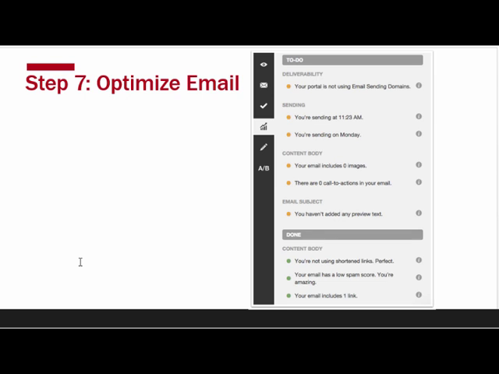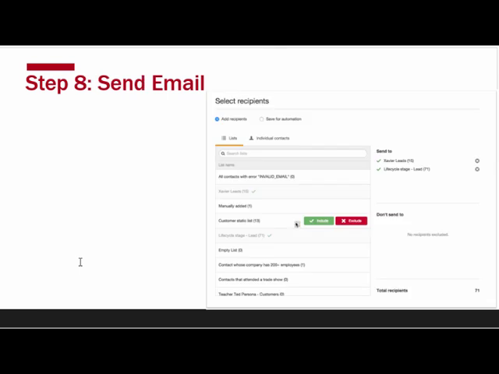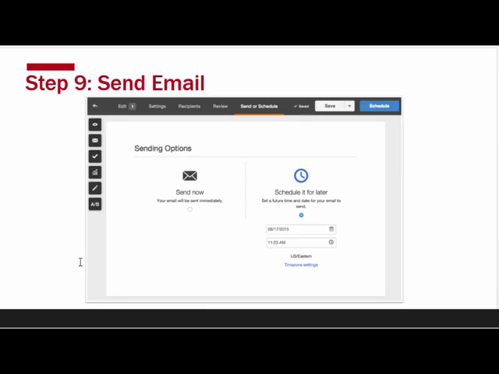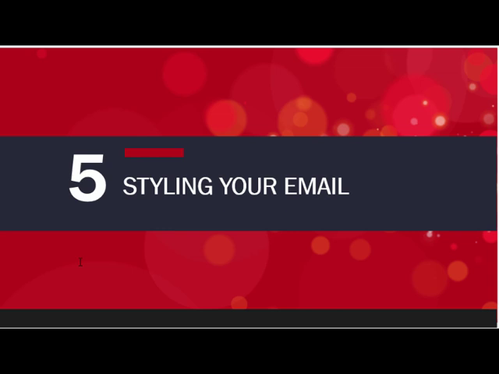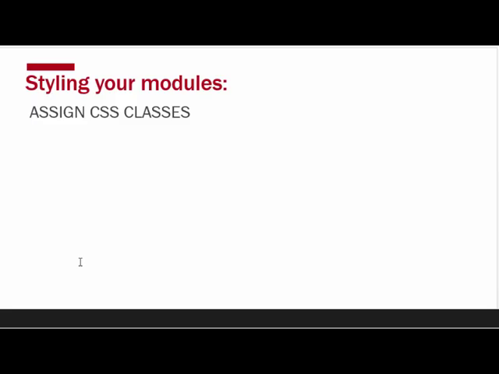You can then look at how well it was optimized. The yellow says that you may be doing something incorrectly. The green is it looks good. Then we send it to the recipients that we want. Or we could schedule it, save it, and run. So we can style it. As you saw, when you get into styling, you can assign various classes, or you can use your inline styling.